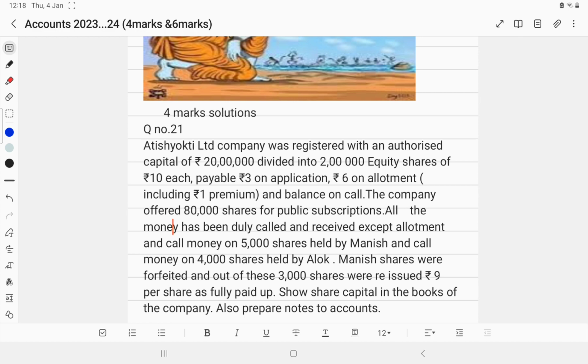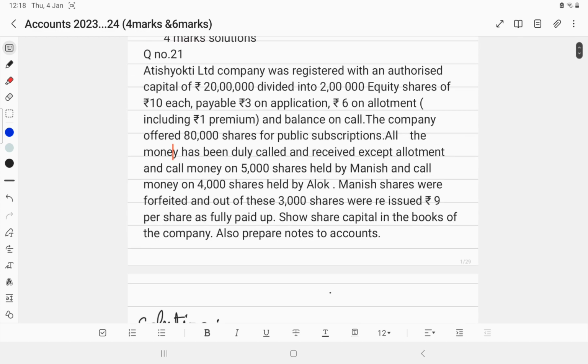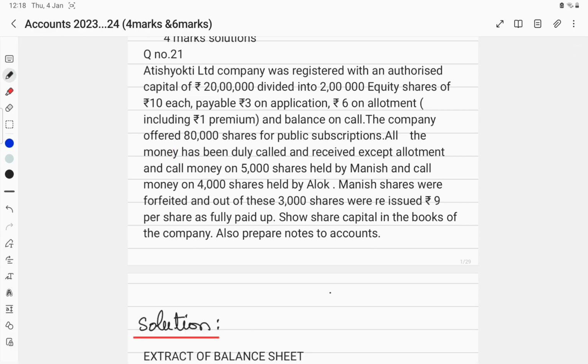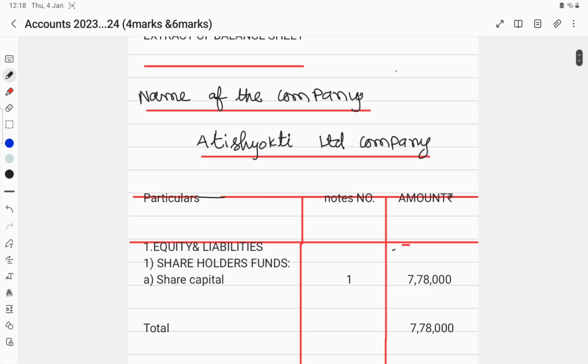All the money has been duly called and received except allotment and call money on 5,000 shares held by Manish and call money on 4,000 shares held by Alok. Manish's shares were forfeited and out of these 3,000 shares were reissued at 9 per share as fully paid up. Show share capital in the books of the company. Also prepare notes to accounts.